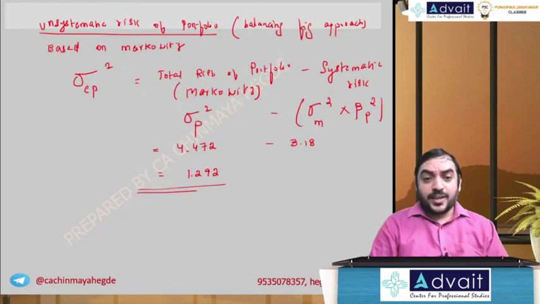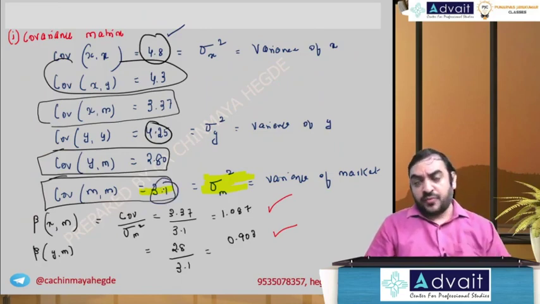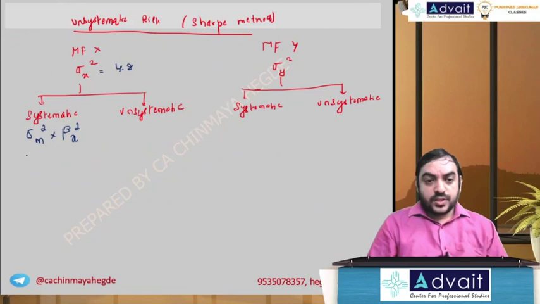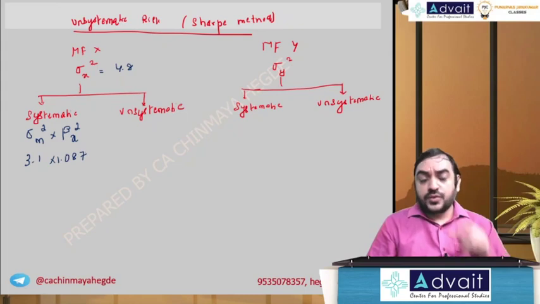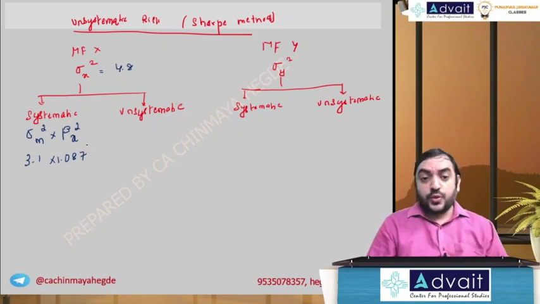Now market variance into beta. Market variance was 3.1. From the first part of the problem you can identify 3.1. And beta of X 1.087. So 3.1 into 1.087. Of course, market variance is already square, so 3.1 square don't do it, but beta square we should do it. So 1.087 square. 3.1 into 1.087 into 1.087. 3.662, 3.663.